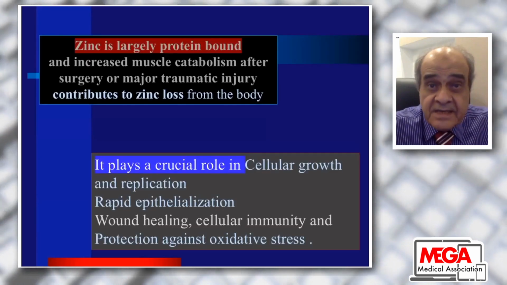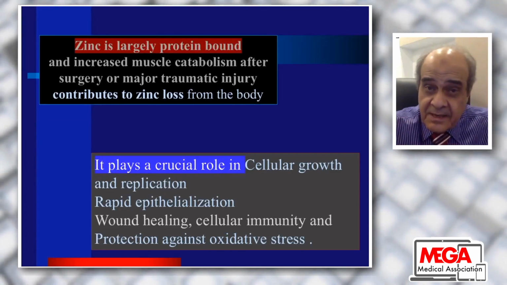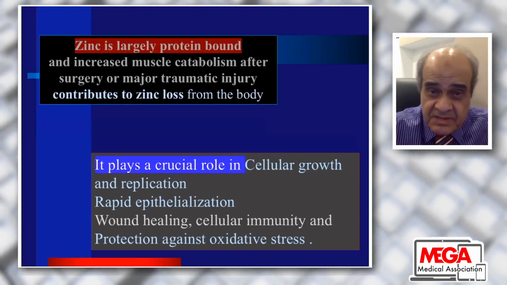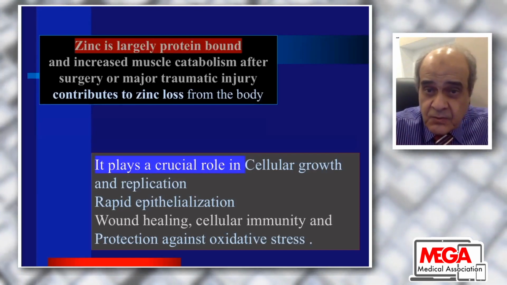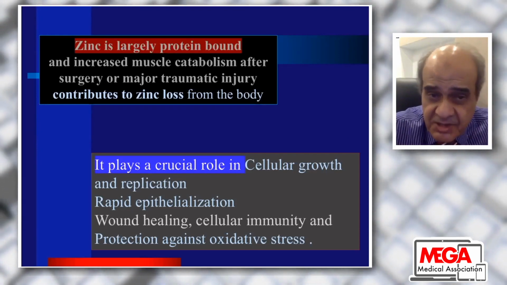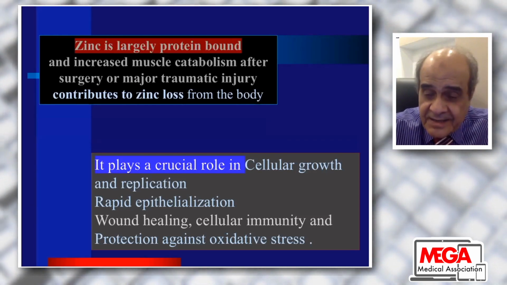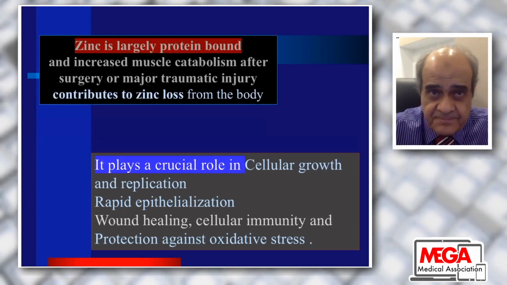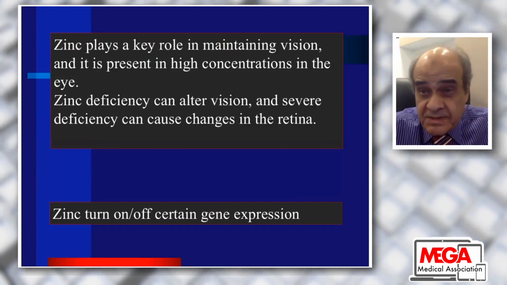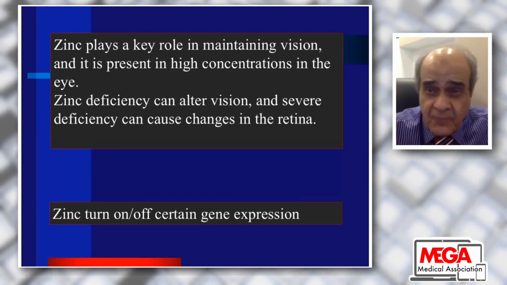Zinc is largely protein bound, and so in critically ill patients, due to loss of protein, it contributes to zinc loss and deficiency of zinc. It plays a crucial role in cellular growth and replication, rapid epithelialization and wound healing again, cellular immunity, and protection against oxidative stress. Zinc plays a key role in maintaining vision and is concentrated in the eye, and there may be changes in the retina in patients suffering from zinc deficiency.